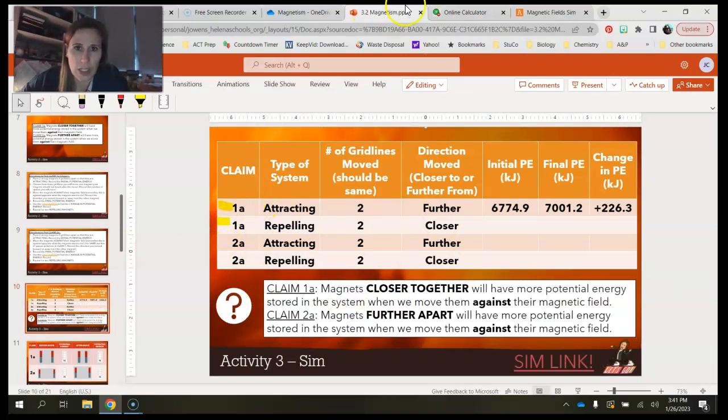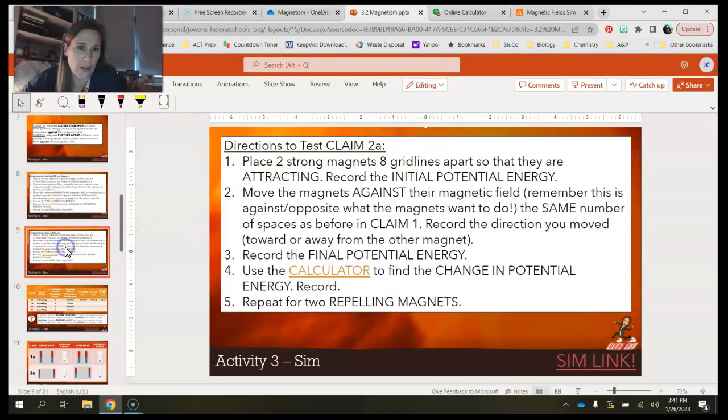So actually, I'm going to scratch that. I'm not going to show you guys that one. You guys can go ahead, collect data for your repelling. I'm going to show you guys the directions on the next one.